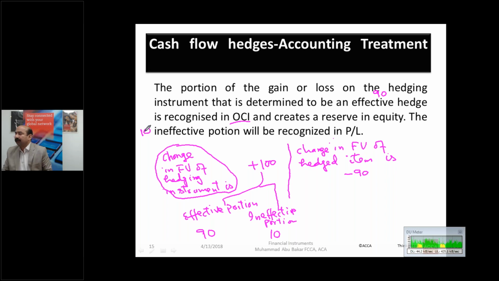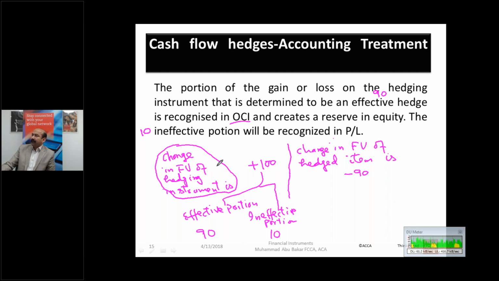I hope this concept is clear, because once I move from this slide, this data will be erased, but this will be available in the recording. So if you have any question, you can ask it now. Can you please repeat what is effective portion?